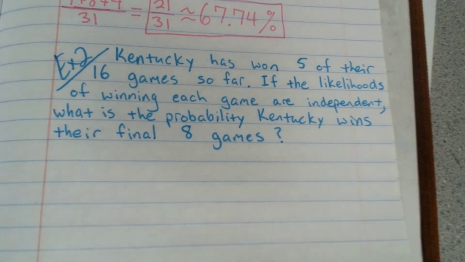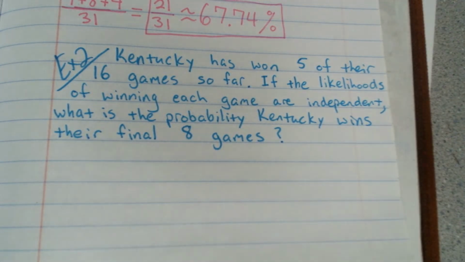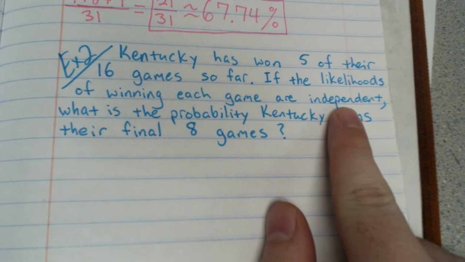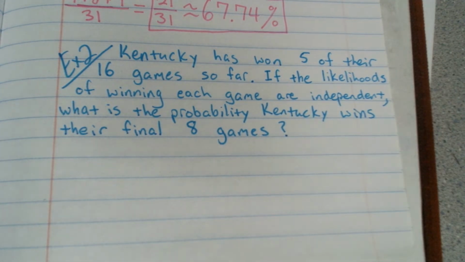Okay. Example 2, Kentucky has won 5 of their 16 games. Kentucky basketball is not in a very good place right now, unfortunately. So we are saying if the likelihoods of winning each game are independent. So we're going to assume they're independent. This is probably not quite correct and they're not all the same, but I think we'll get a good estimation of the likelihood still anyway. What is the probability Kentucky wins their final 8 games?